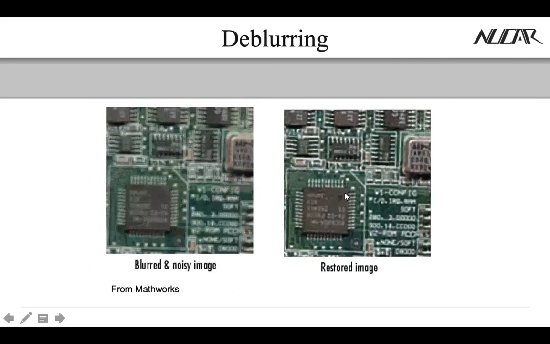Another important application, which is similar to denoising, is deblurring. On the left, we have an image of a PCB board, which is quite blurred. And then after running the image through an image processing algorithm, we get a restored image.